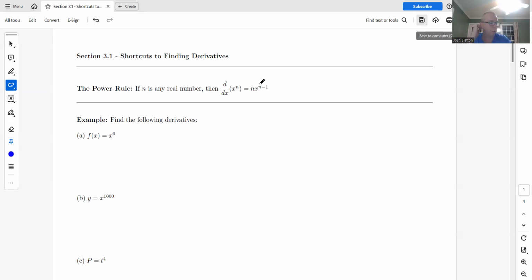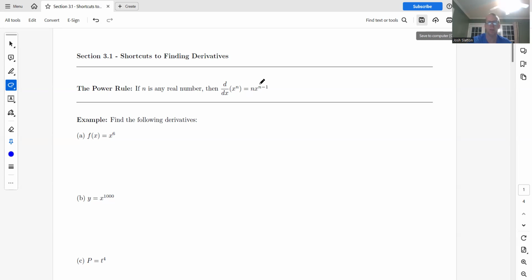So this section is learning shortcuts, and these are just rules that you'll probably need to memorize. And this first one, if you go back and look at the examples that we did in the last couple of sections with the limit definition, you could probably notice how this rule comes about.